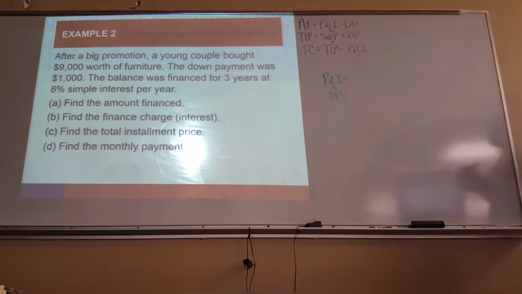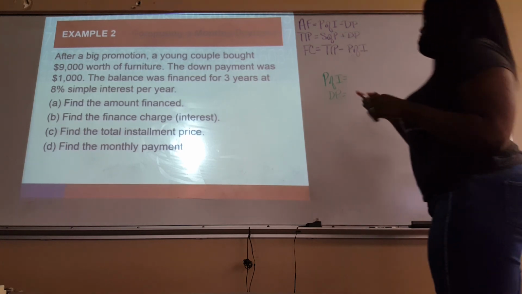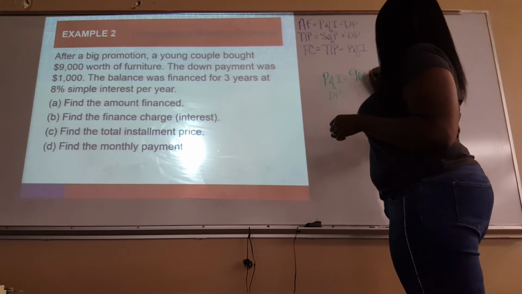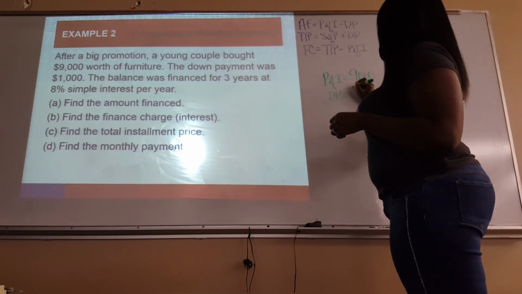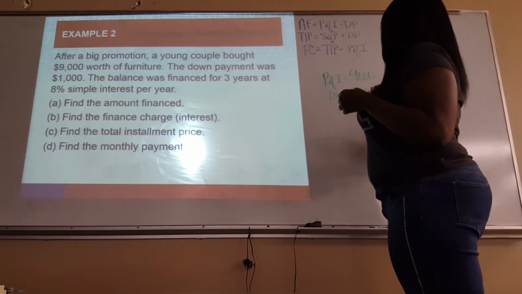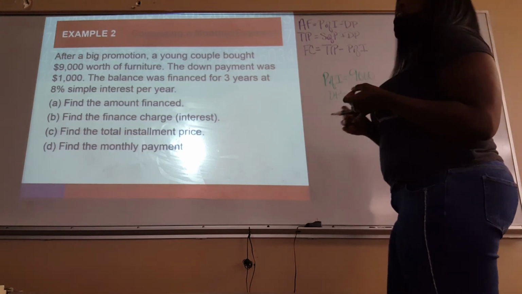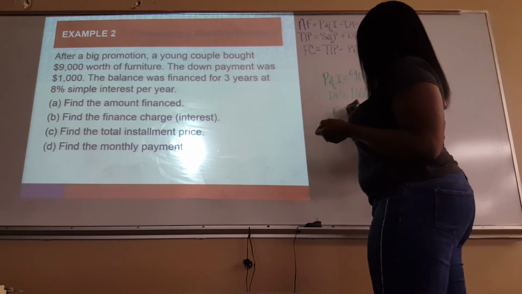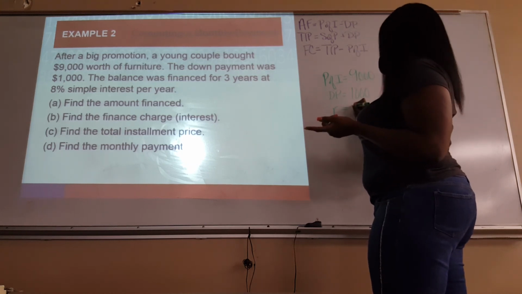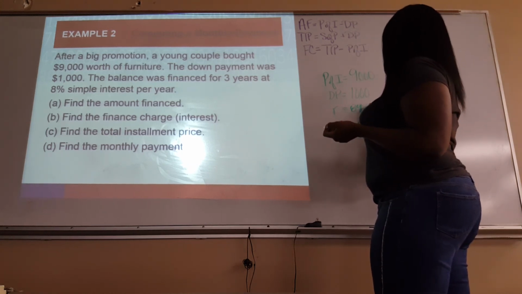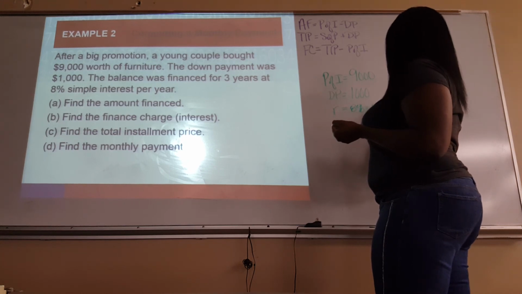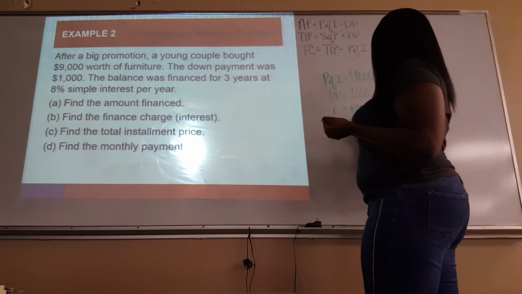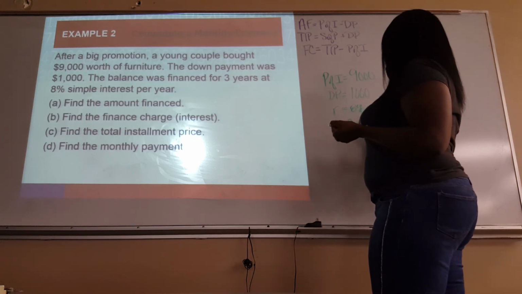Okay, so first we just identify what's in the problem. So the price of our item, which is the furniture, is $9,000. Our down payment is $1,000. In this problem, they don't give us the payment, but they do give us a rate, and our rate is 8%, and that actually becomes 0.08. And our time is going to be 3 years, which is actually 36 months.